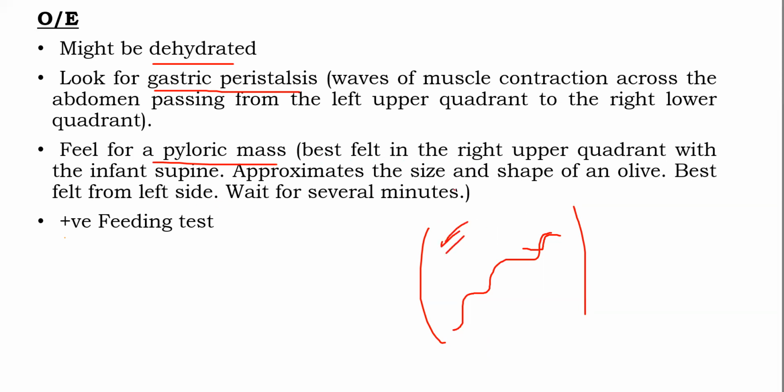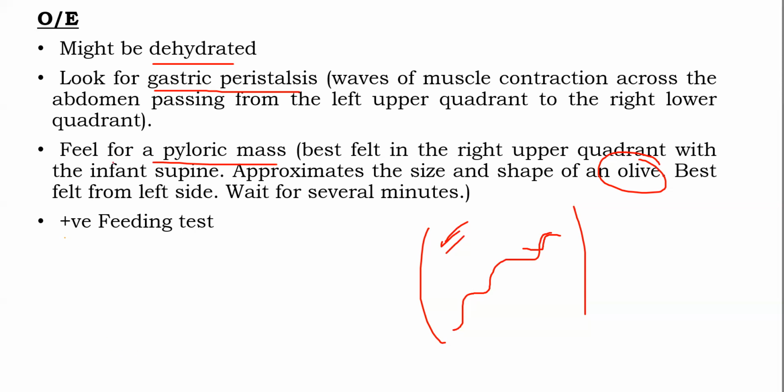You can also get a pyloric mass, which is common in the right upper quadrant over this area, and usually it's an olive-sized mass. So this will be your examination finding that you can look for. Not every child with pyloric stenosis will have this finding. But if you have forceful projectile vomiting and the child is losing body weight, you have to consider pyloric stenosis.